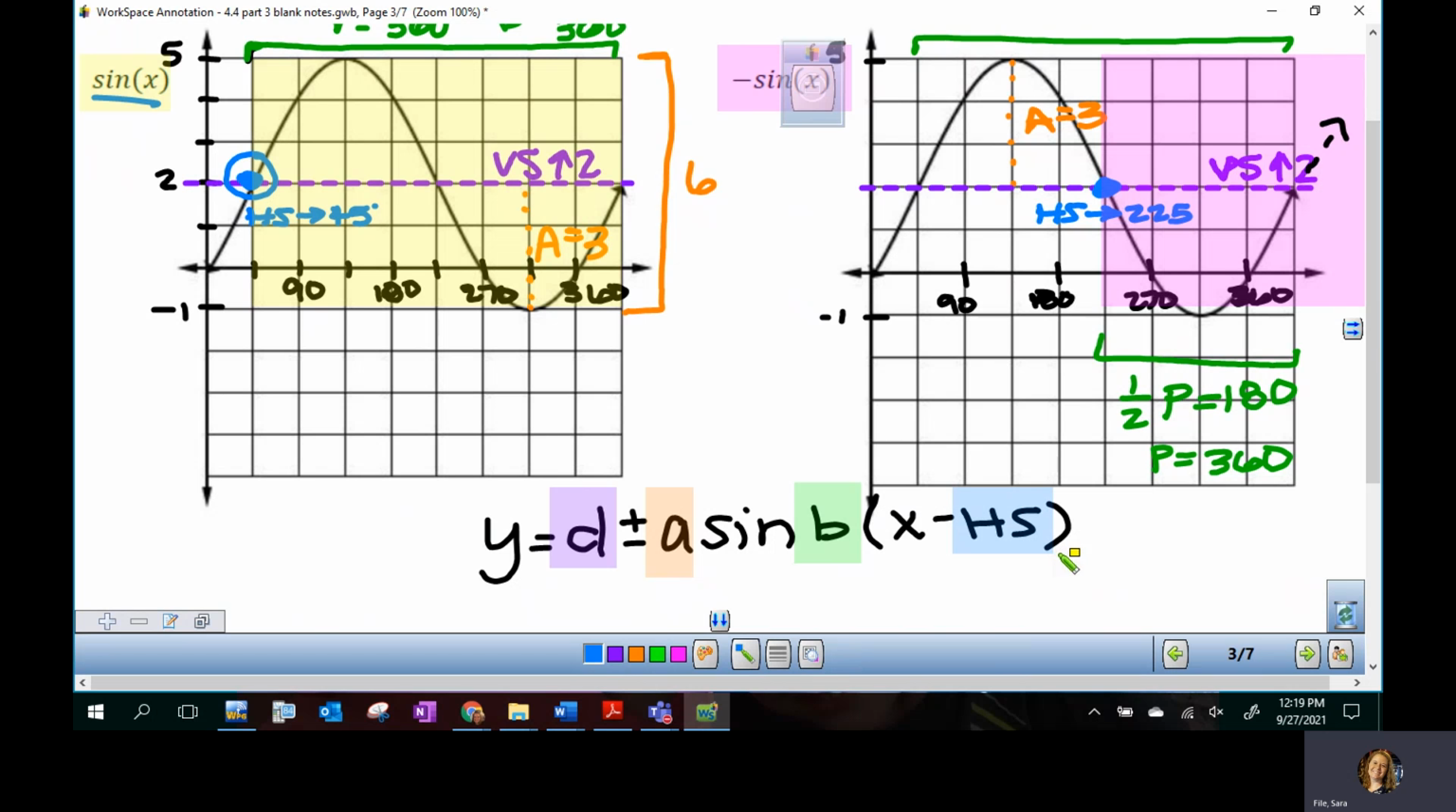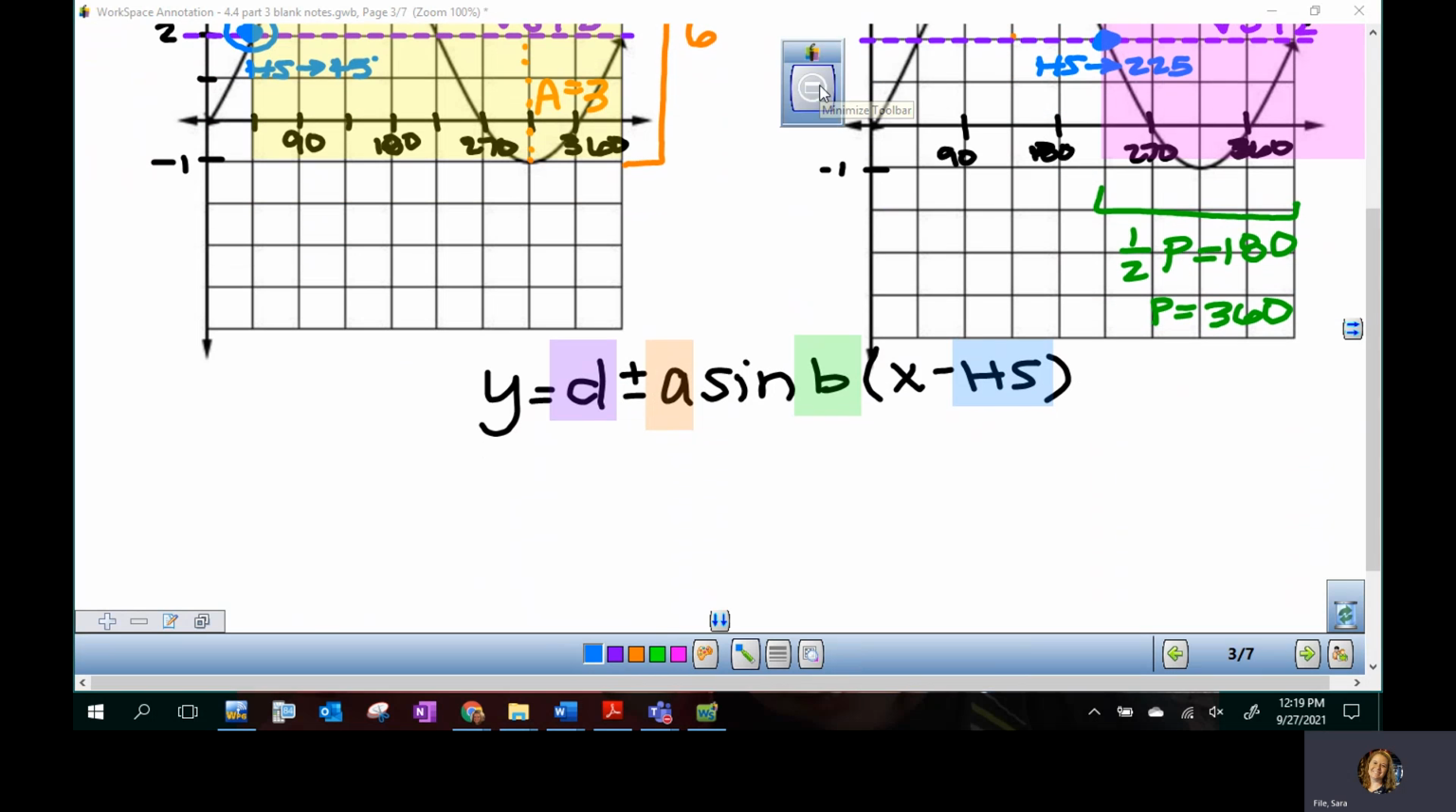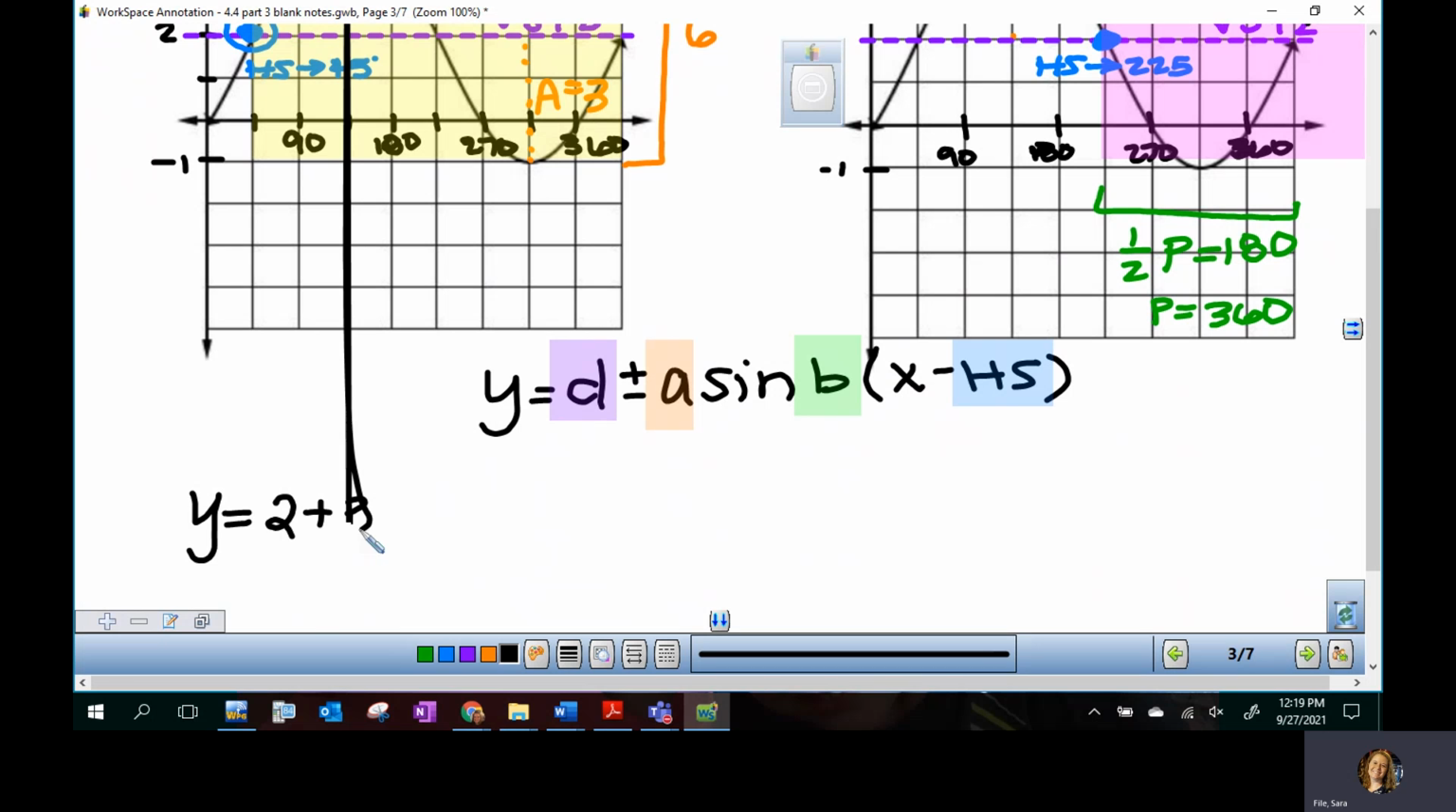And then the horizontal shift is going to be different depending on if it's positive or negative. So we're going to have 2 different equations here, one under each graph. For the graph on the left, the vertical shift was up 2, so that's a positive 2. And I'm writing it as a positive sine cycle, so I put a plus here in front of the amplitude of 3.